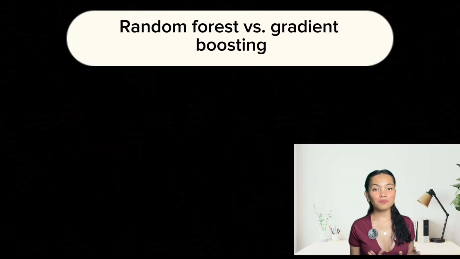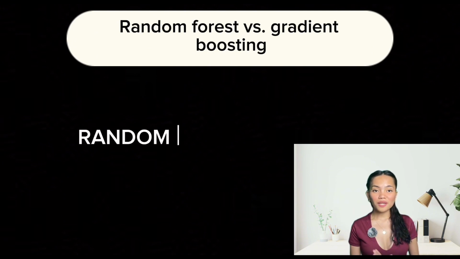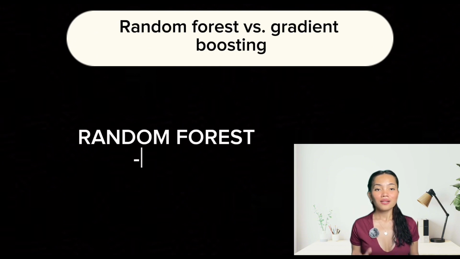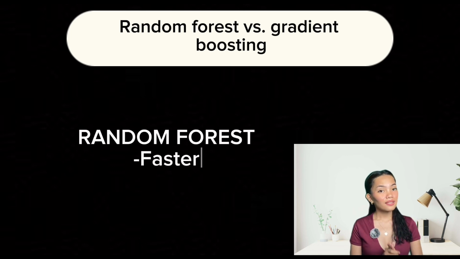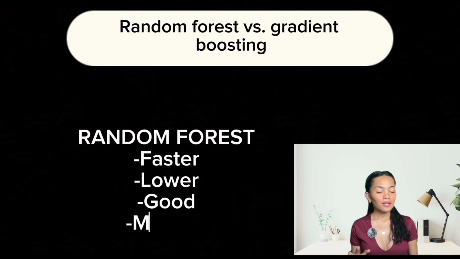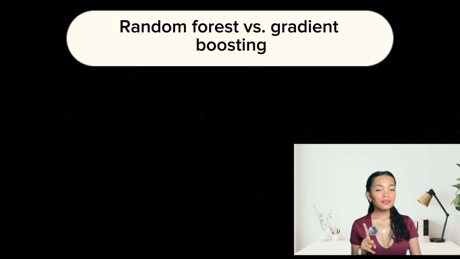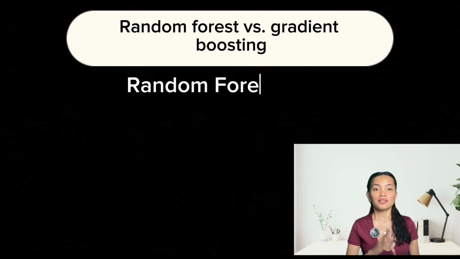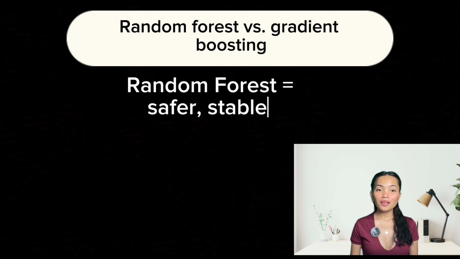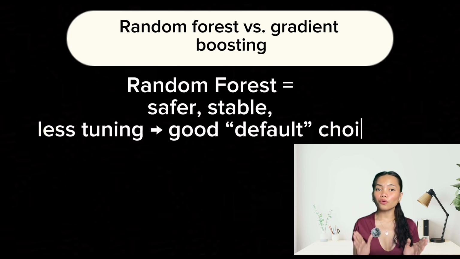Explain the difference between random forest and gradient boosting. For random forest, the training speed is faster. The risk of overfitting is lower, and the accuracy is good, while the tuning needs are minimal. In short, random forest is safer, stable, less tuning, and it is a good default choice.